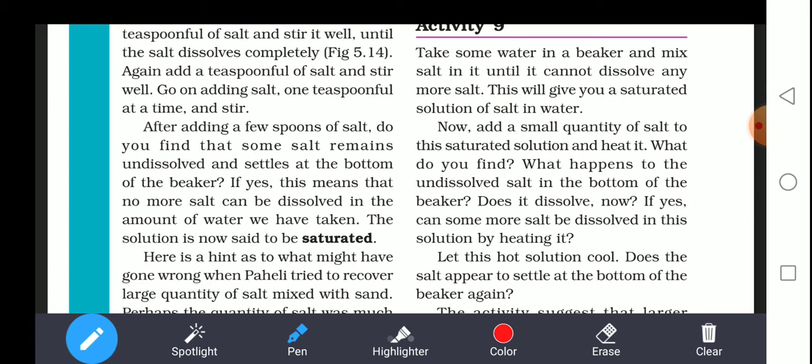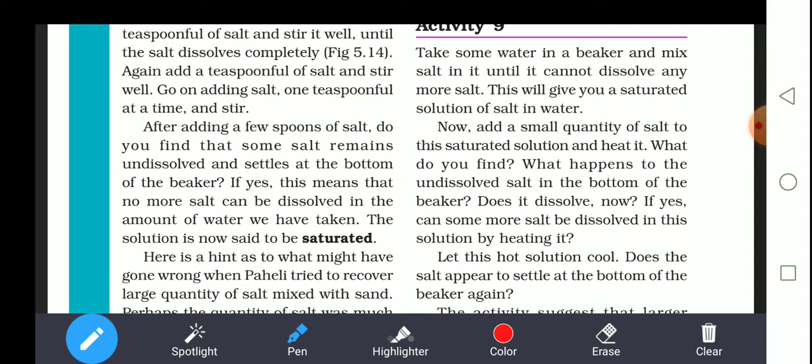At that point, no more salt can be dissolved in the amount of water we have taken. The solution is now said to be saturated. Now the salt is not dissolving in the water. It is undissolved and settled at the bottom. At that point, the solution is said to be saturated.